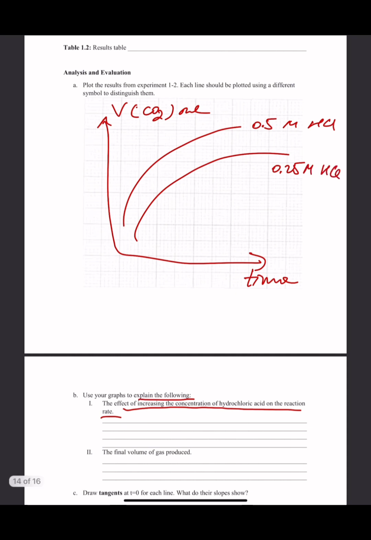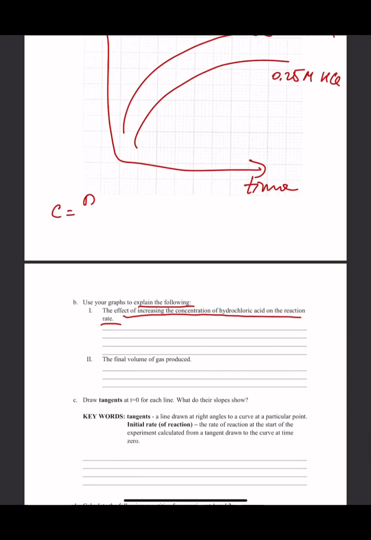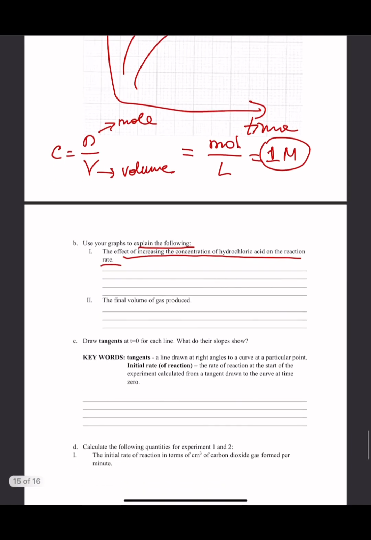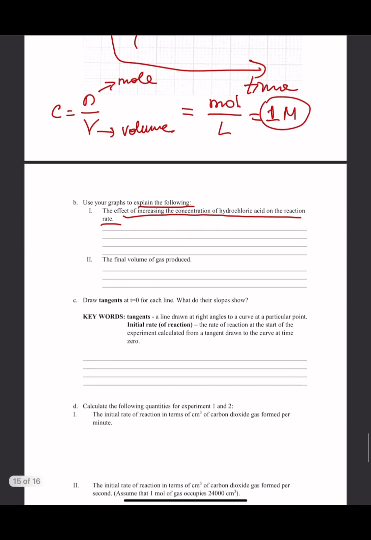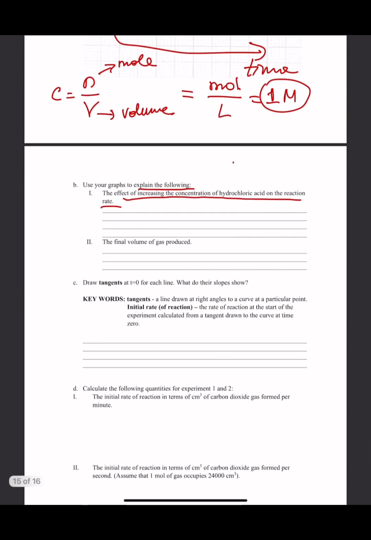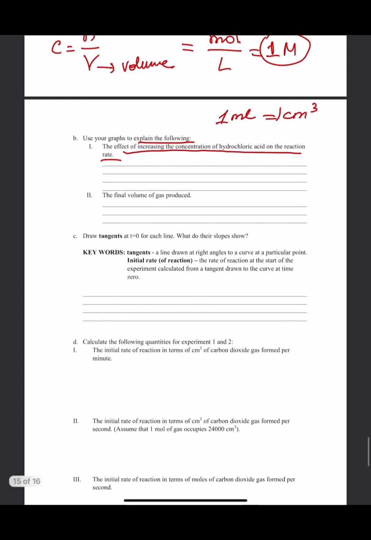So I wanted to explain that concentration equals n divided by V, where n is moles and V is volume. Mole divided by liter is actually 1 molarity. That's why we have written 1 M, big M. But in your case, we did it with milliliters. You need to know that 1 centimeter cube is 1 milliliter. You're going to use this information to answer this.